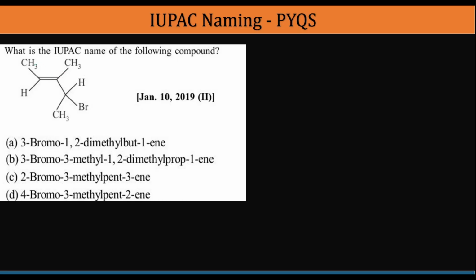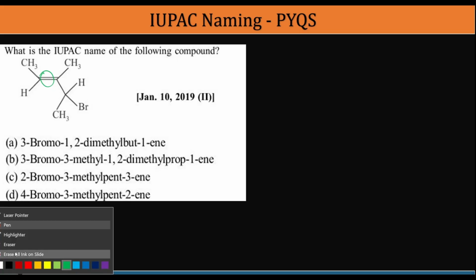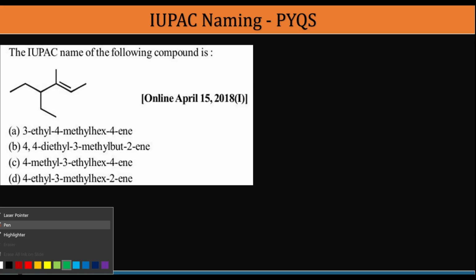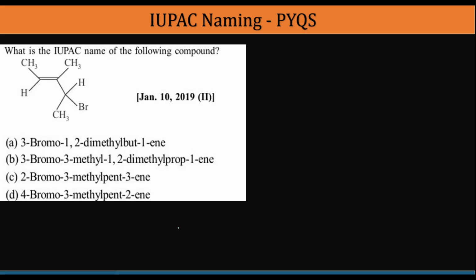Here we have this double bond and halogen, right? As I have told you before, the double bond gets higher priority than the halogen. So here the double bond gets higher priority. So we'll give numbering from here because we need to select the longest chain.